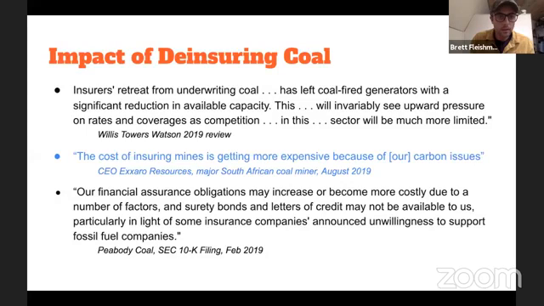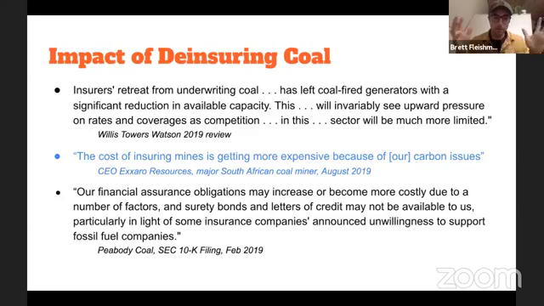Here's a bit from some of the coal industry talking about their difficulty operating because of insurance companies walking away from coal. I was actually just talking about Exxaro today, who mines coal in South Africa. Talking about the cost of insuring mines is getting more expensive because of our carbon issue. Our carbon issue.